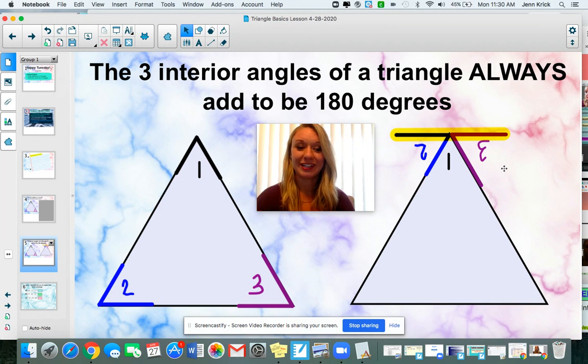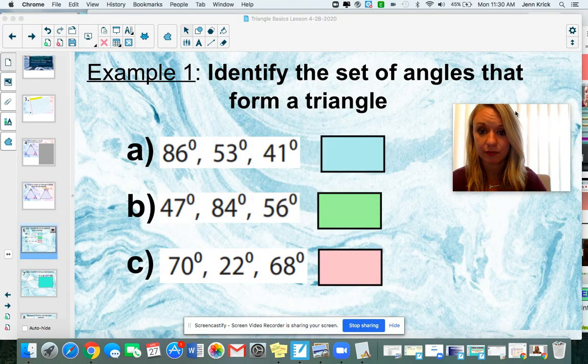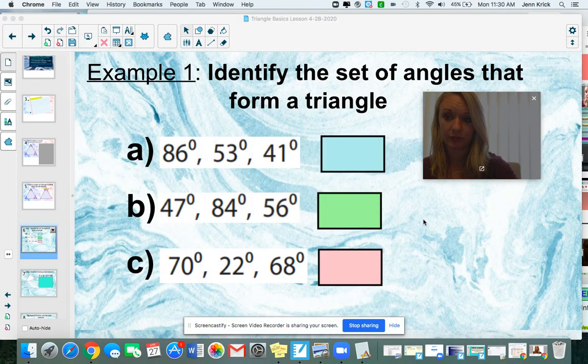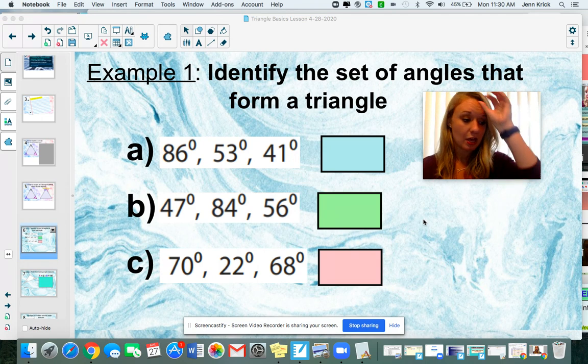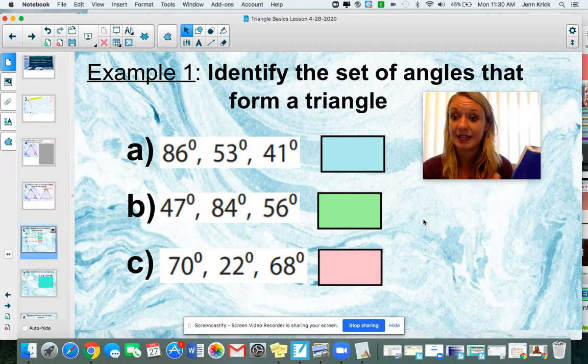So we know that three interior angles of a triangle always add up to 180. So if I gave you a list of three angles, so like you've got three different lists here of angle measures, you could be able to prove to me whether that is or is not a triangle. So pause the video and grab your calculator. See which one of these, A, B, or C, adds up to 180 and is a true triangle.